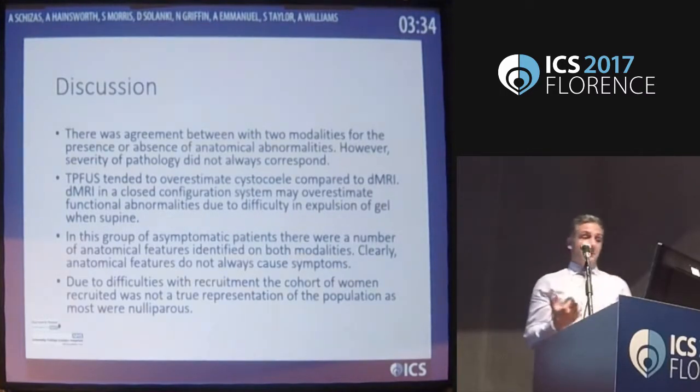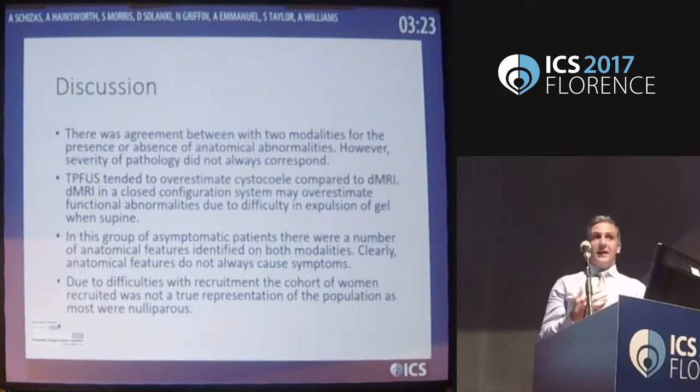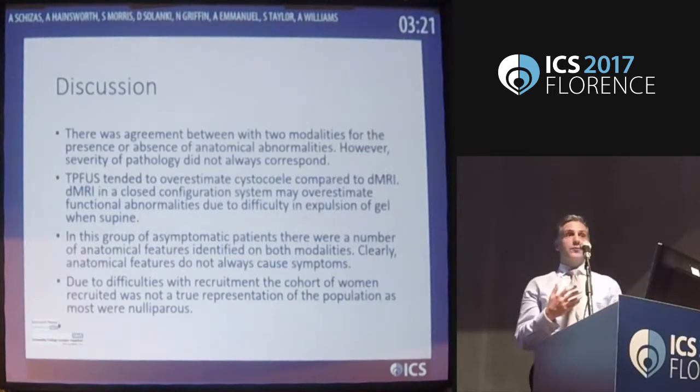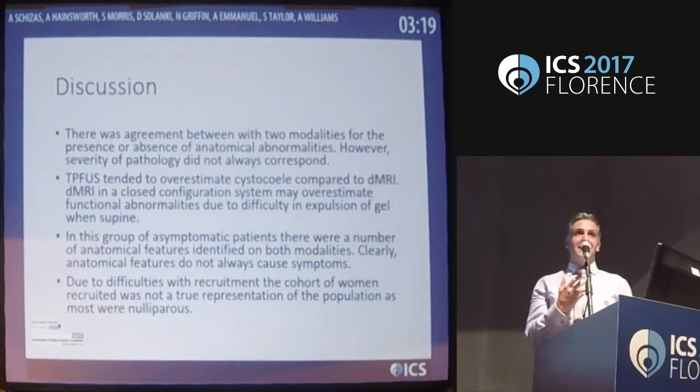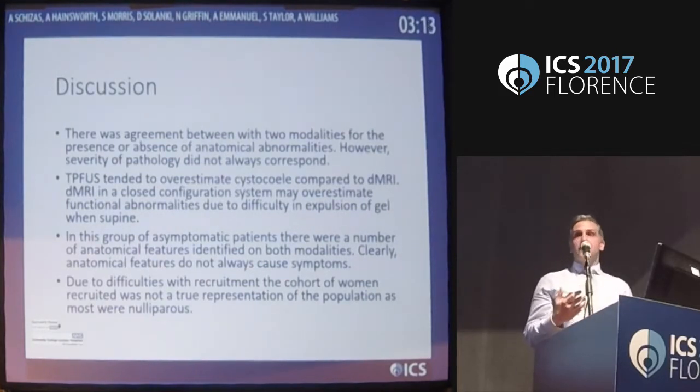There was agreement between both the modalities for the various findings. The ultrasound tended to overestimate findings compared to the MRI, which we would slightly expect, because on the ultrasound you're in a slightly more physiological position rather than lying flat. All these patients were asymptomatic, but it is a small group. It's quite hard recruiting more people. Ideally, we would have had a bigger split of nulliparous and parous to see the difference as well.